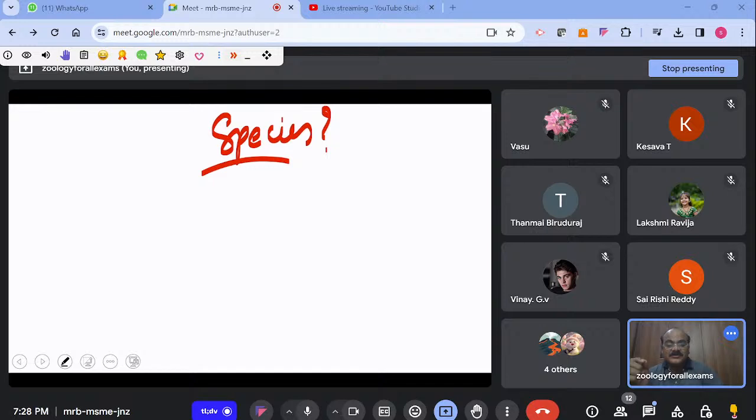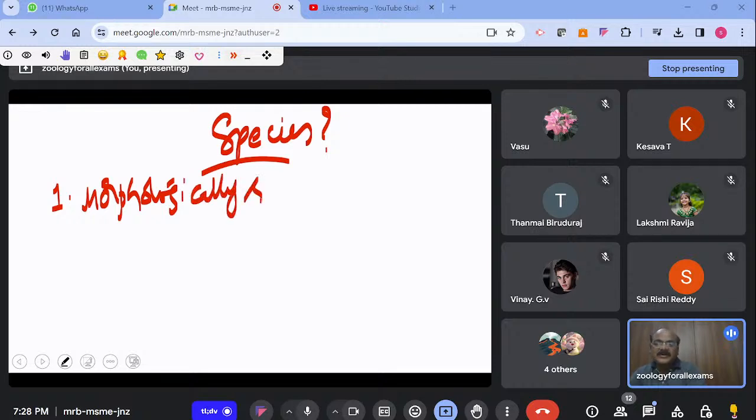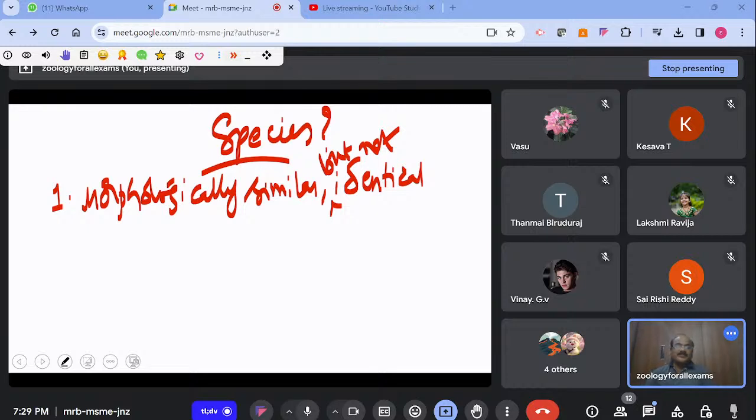So let me explain this. Species, as one of you said, are individuals which are morphologically similar but not identical. If you want to write, you can write it down. They are morphologically similar but not identical. All the individuals that belong to the same species need not be identical, but they have to be similar with respect to morphology. So when you see some individual and call him a human being, that means you have some idea about the characteristics of a human being, the morphological features of a human being, isn't it?